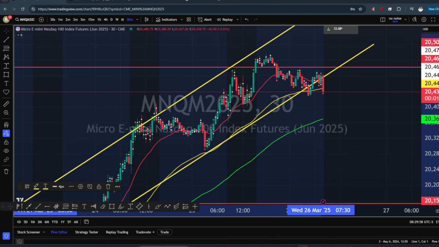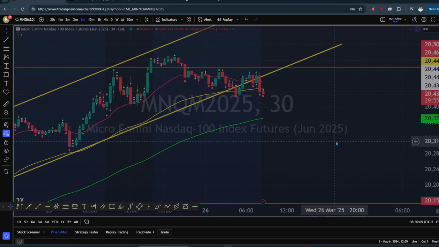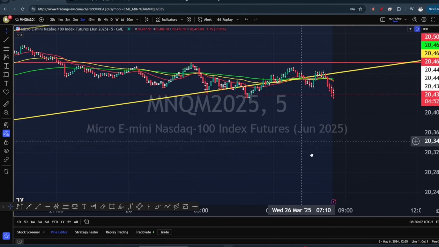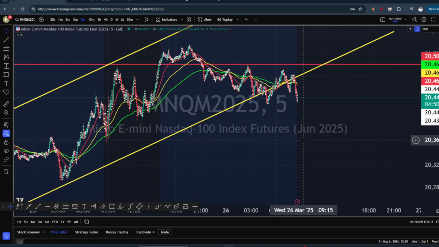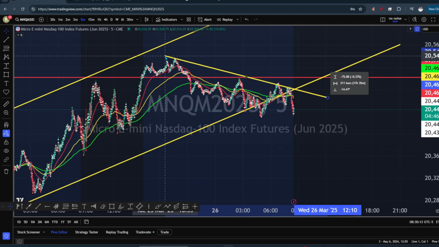All right, we're here at the open, literally 2 seconds before the open, at the bottom of a trading range, so I'm expecting to move up on the open. Also breaking through a channel here on the 30-minute. That yellow is a 30-minute channel.